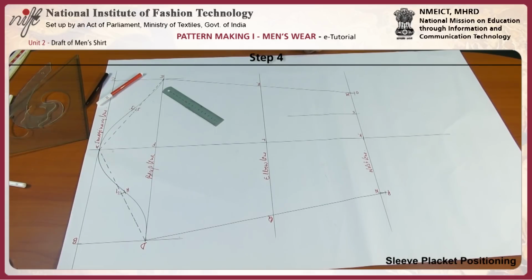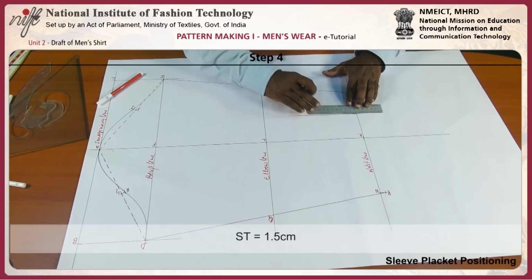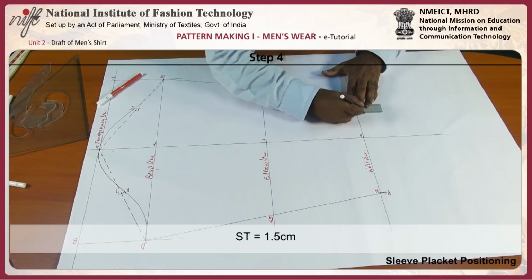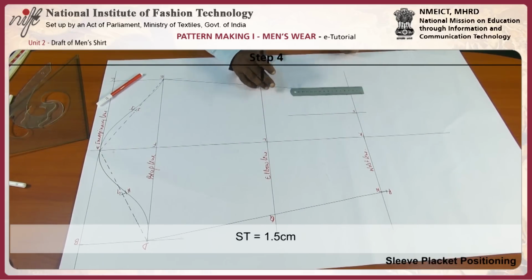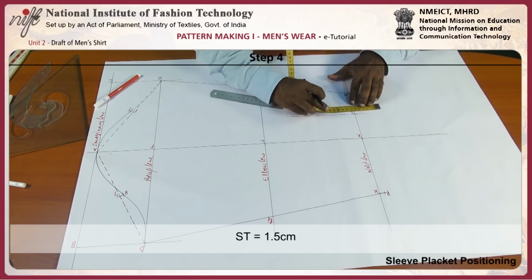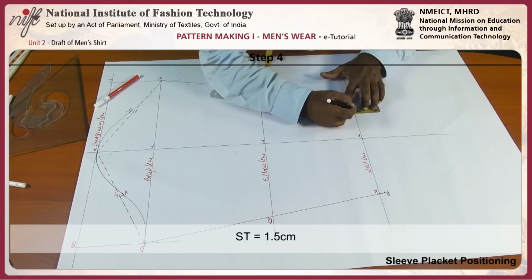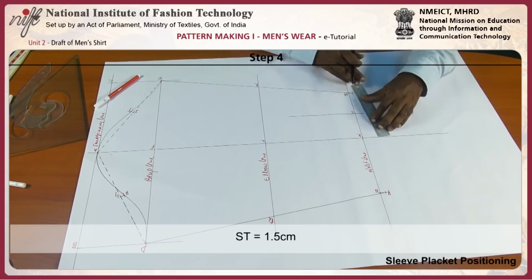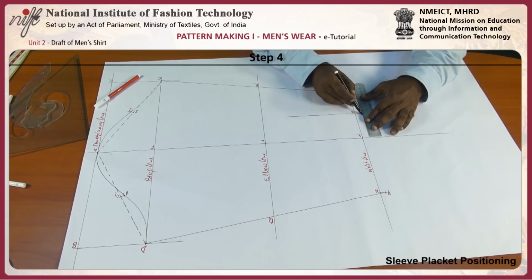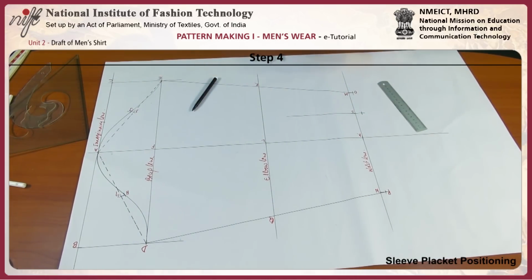S to T is 1.5 centimeter. See the line of placket positioning to be extended. From there, measure 1.2 centimeter. 1.5 centimeter will be T.